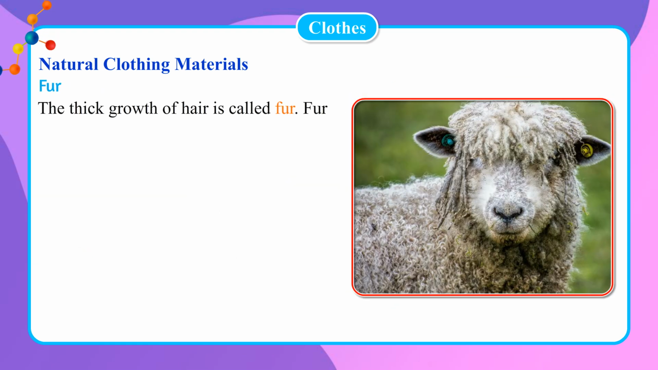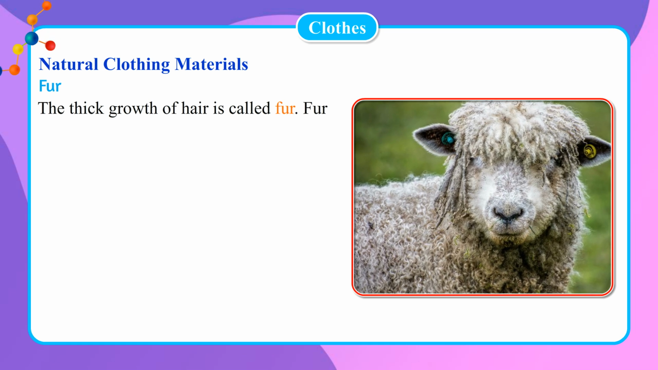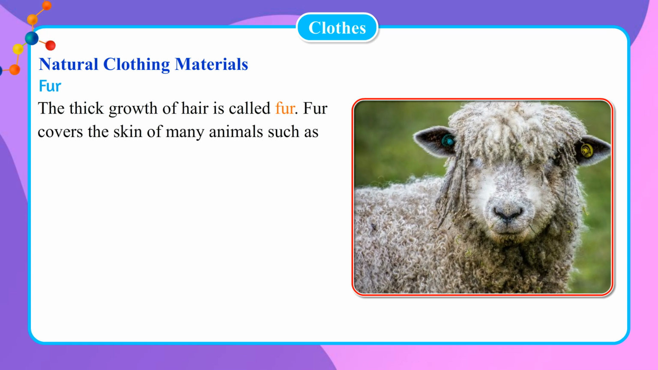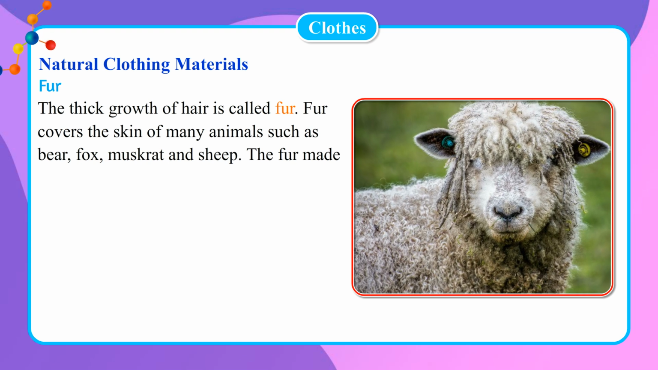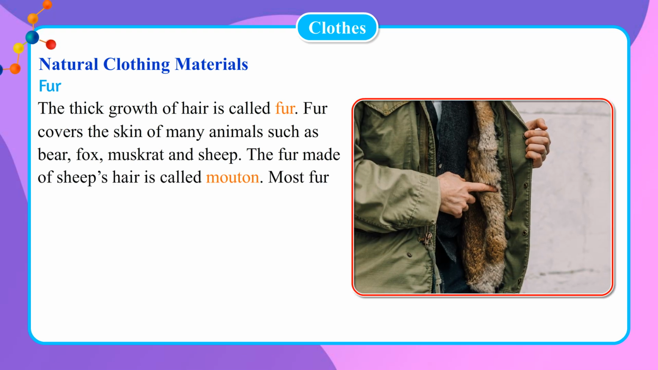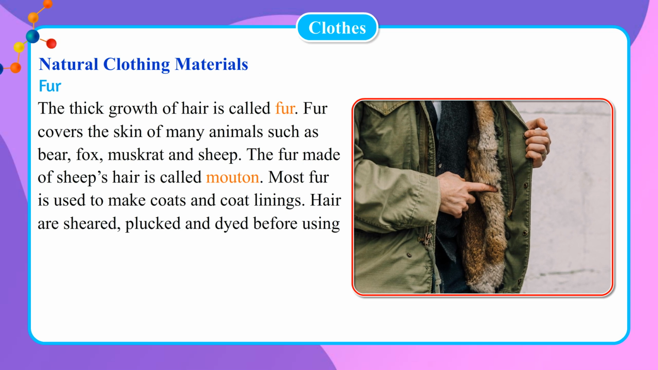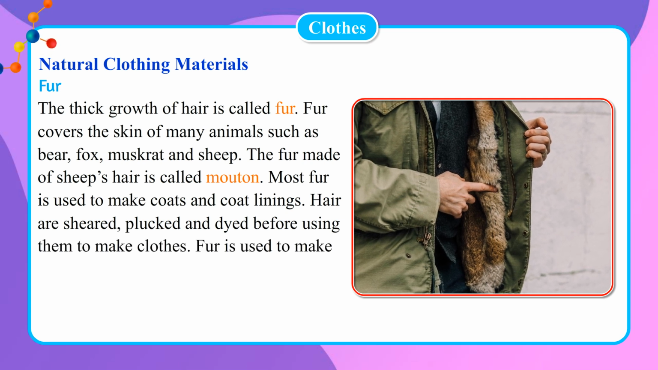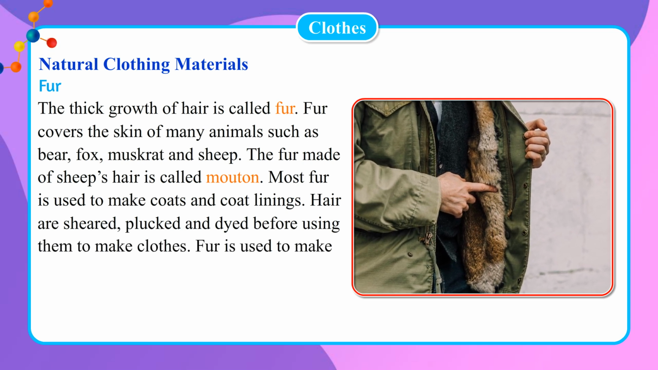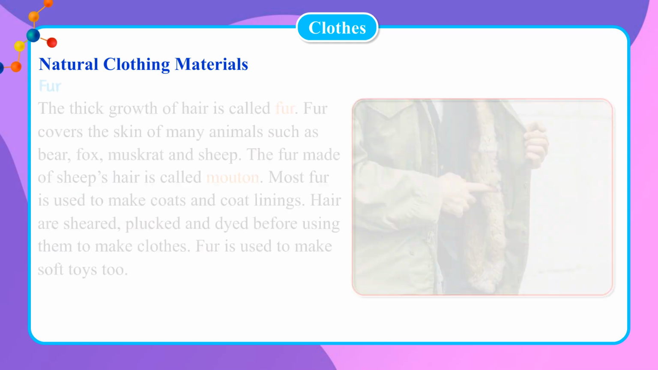Fur. The thick growth of hair is called fur. Fur covers the skin of many animals such as bear, fox, muskrat and sheep. The fur made of sheep's hair is called mutton. Most fur is used to make coats and coat linings. Hair are sheared, plucked and dyed before using them to make clothes. Fur is used to make soft toys too.